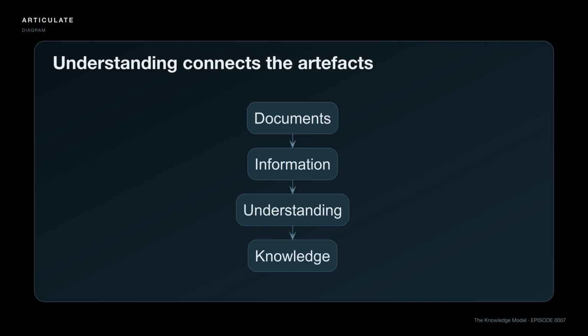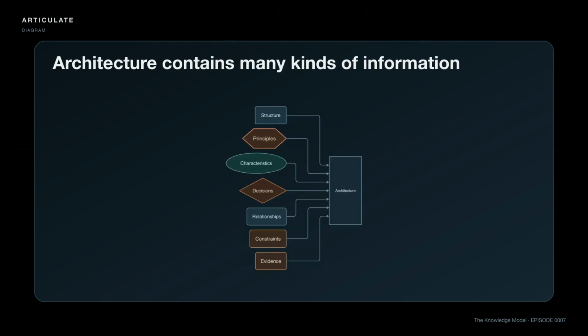Once I start thinking about architectural knowledge, another question naturally followed. What information actually exists in an architecture? Again, this seemed obvious. We have systems, applications, services, databases and infrastructure. Those are certainly part of the architecture, but they're only part of the picture.